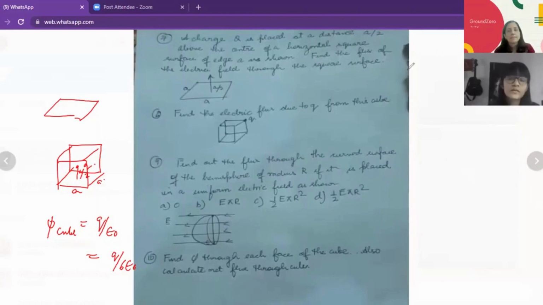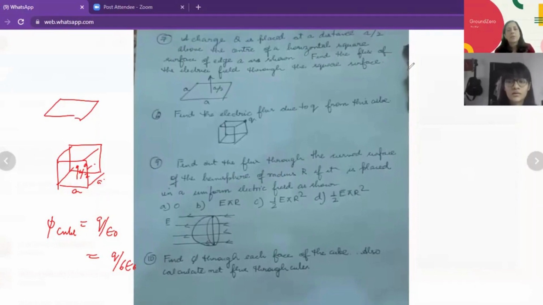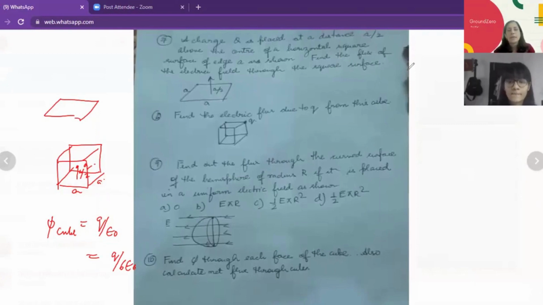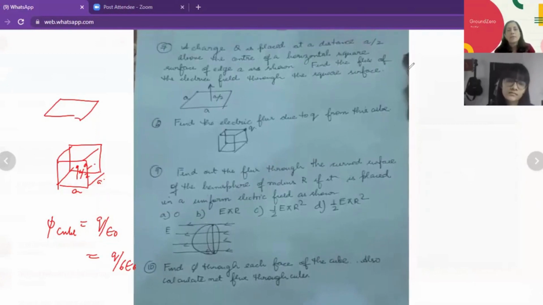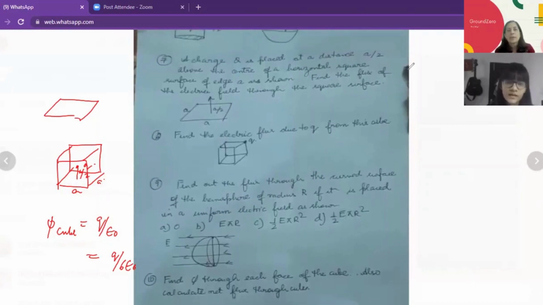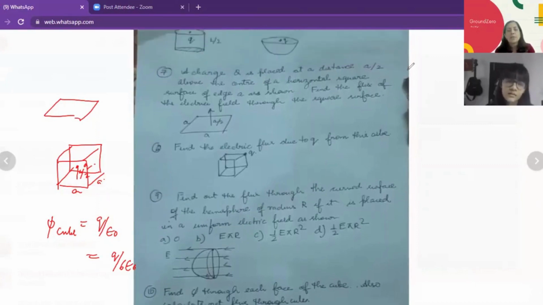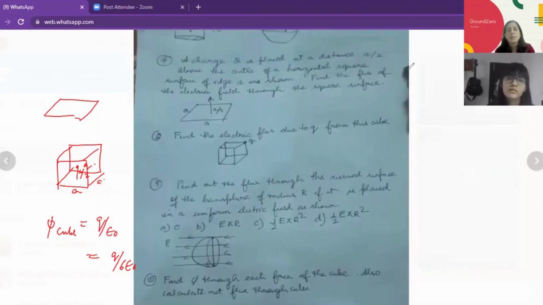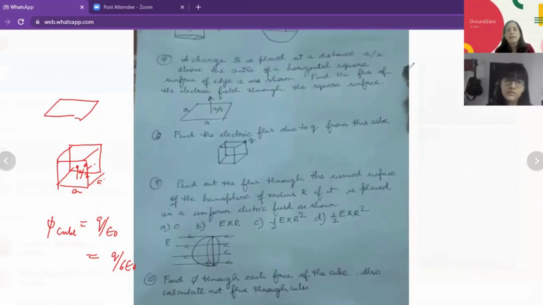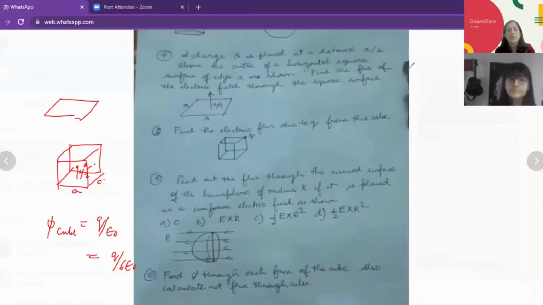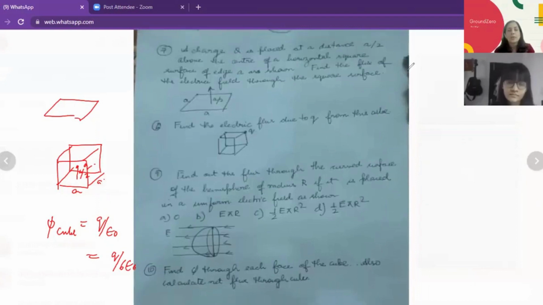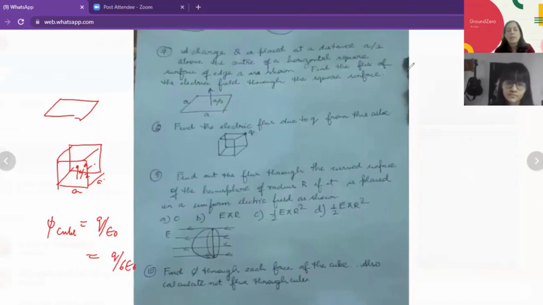Ma'am, we will construct a bigger cube with 8 cubes so that this Q is at the center of that cube. Yes. So you have to make a symmetry again, because this is not closed, it's still open. So you have to place 8 cubes, and then only this cube will be lying in this closed figure, a symmetric closed figure. So that will be Q by 8 epsilon naught.